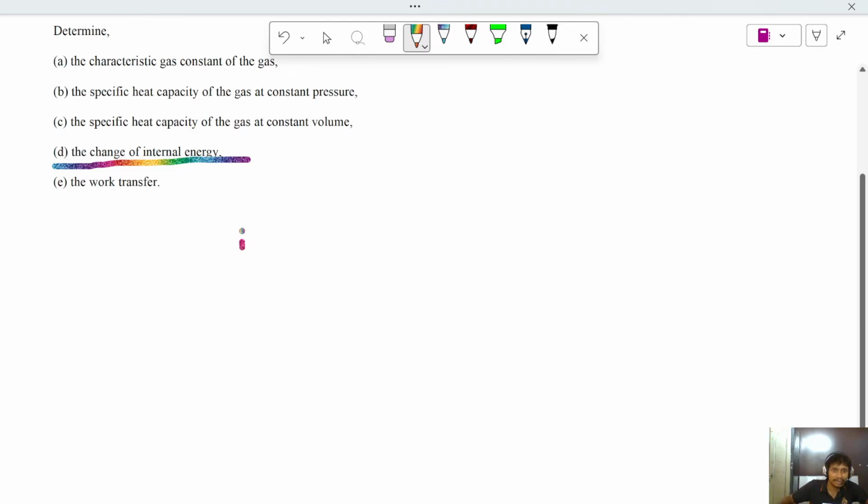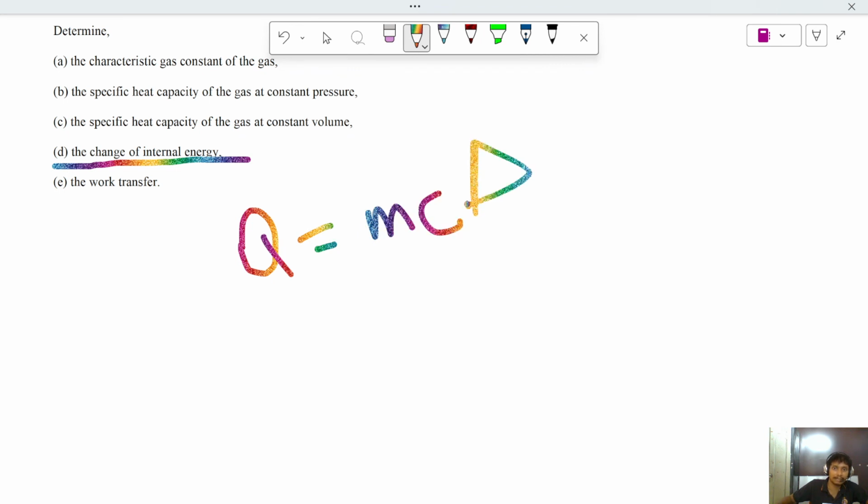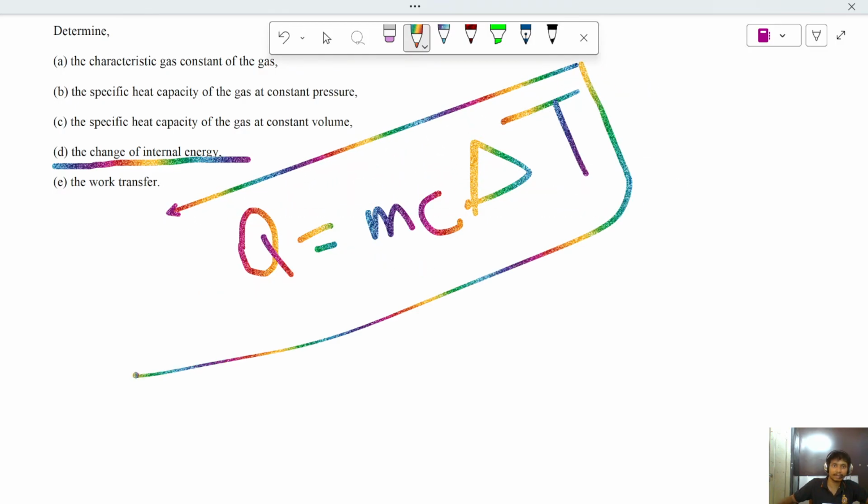We already know Q is equal to mc into delta T. We are all familiar with this equation already. We use this equation to find the change of internal energy, because Q is already energy. Here we find the energy transfer: Q is equal to delta Q, and delta Q means energy transfer.